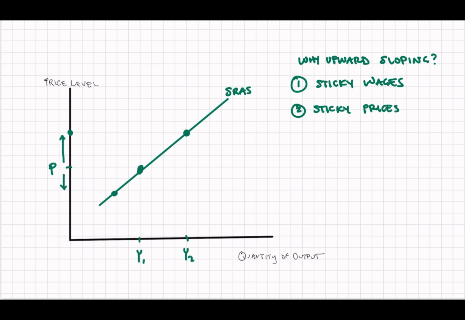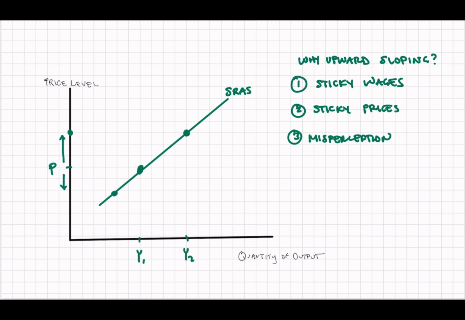The third is similar, it's just a misperception of prices. You think prices have fallen, so you behave accordingly and you produce less. If you think prices are going up, you produce more. All three of these have a common theme, and that is the quantity of output supplied deviates from its long run or natural level when the actual price level in the economy deviates from the price level that people expected.